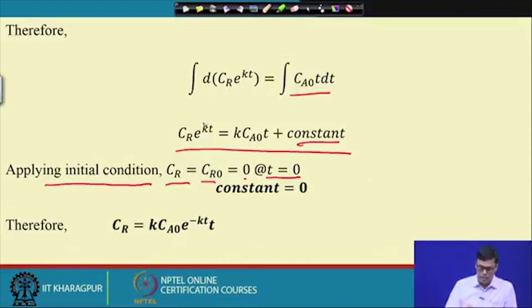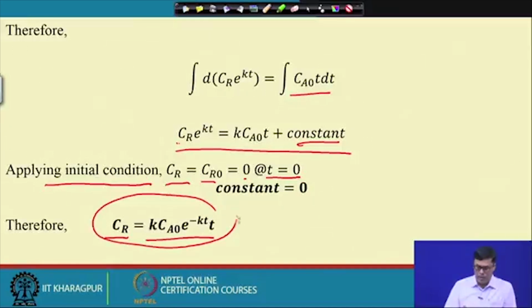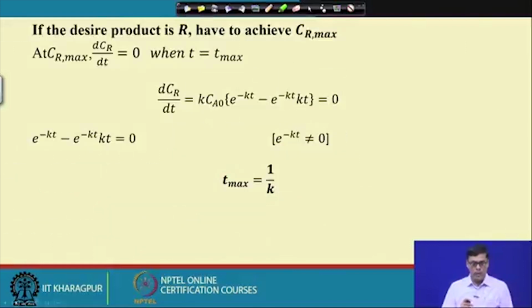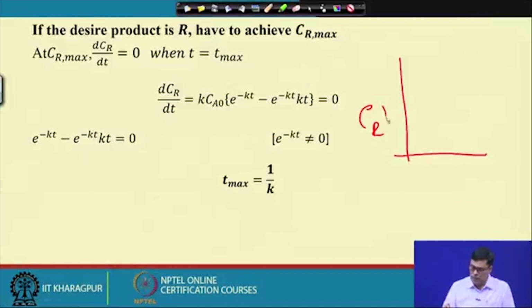So this equation will be Cr into e to the power Kt equal to K into Ca0 into t. So if you write the expression for Cr, then e to the power Kt will come to this side: Cr equal to K Ca0 e to the power minus Kt into t. This is the final expression that we have. Now we have already seen, when we plot Cr versus t, what kind of plot we have? It increases then decreases. Am I right? This is the kind of plot we have.